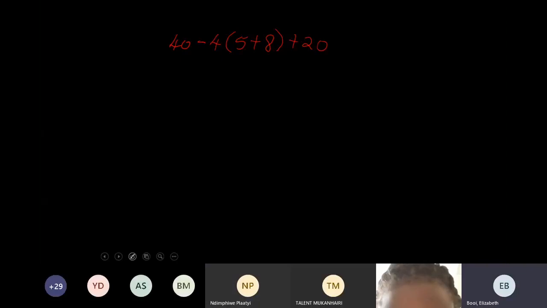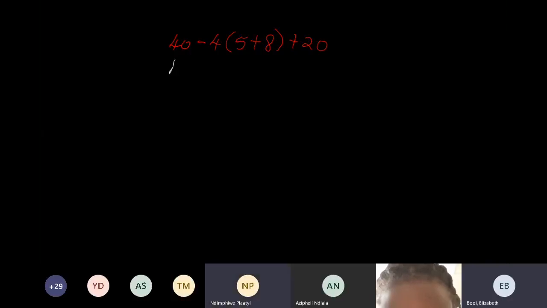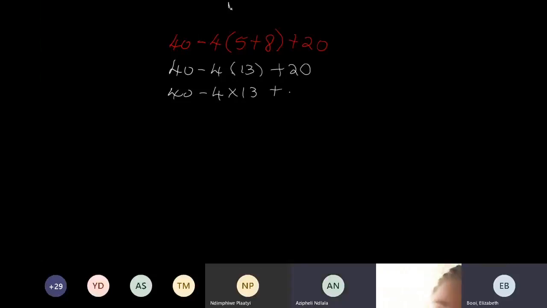We solve the brackets first. So since you started talking, let's continue. It's 40 minus 4. What is inside the bracket? That's 13. 13 plus 20. Yes. This is the same as 40 minus 4 multiplied by 13, plus 20. What's next?